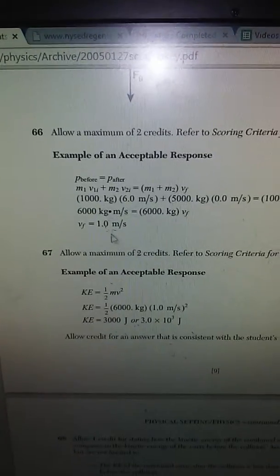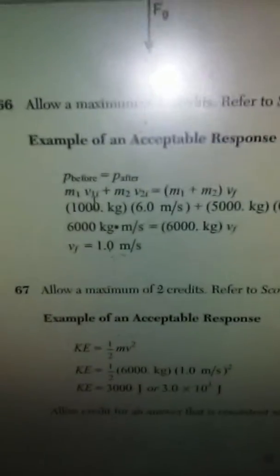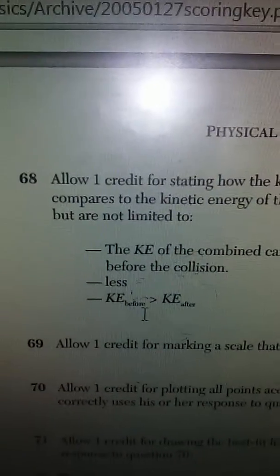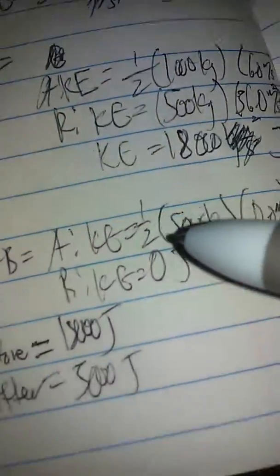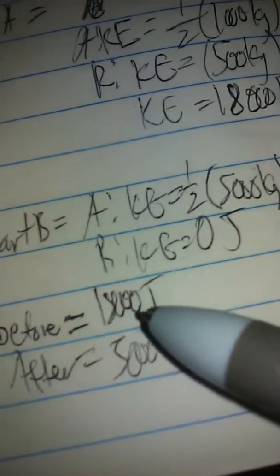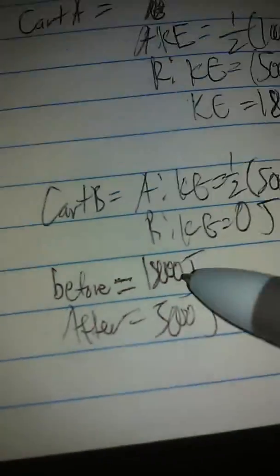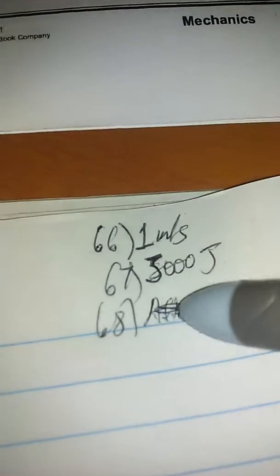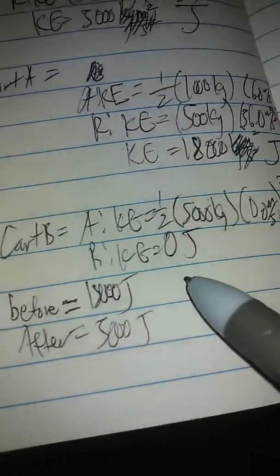66 was 1 meter per second. 67 was 3,000 joules. And 68 is kinetic energy before is greater than after. Oh yeah, I made a mistake. This says 18,000, not 1,800. I thought it said 1,800. So the kinetic energy before is greater than after. So this is backwards. Before a collision, more kinetic energy, right? Alright, remember all this math. So yep, that's 68.